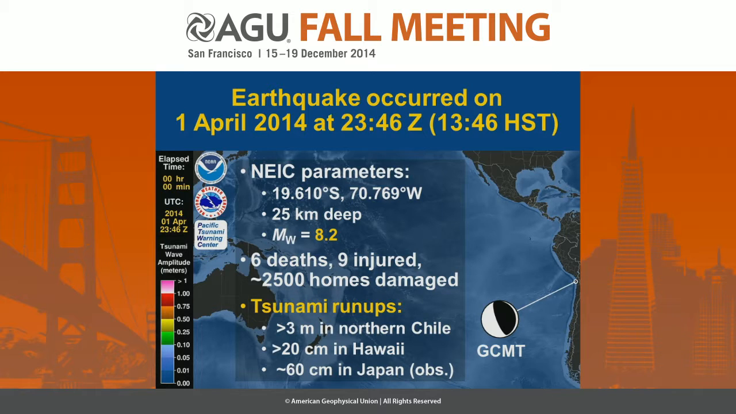In Chile, at one point it recorded over 3 meters in height. But in the distant field, the far field in Hawaii, it was only about 20 centimeters, a little bit more than that. In Japan, there was an observation as high as 60 centimeters. But the earthquake is what caused most of the deaths there. It was 6 deaths in Chile and 9 injured in Peru, I believe it was. And then, as you see, 2,500 homes were damaged from the earthquake.